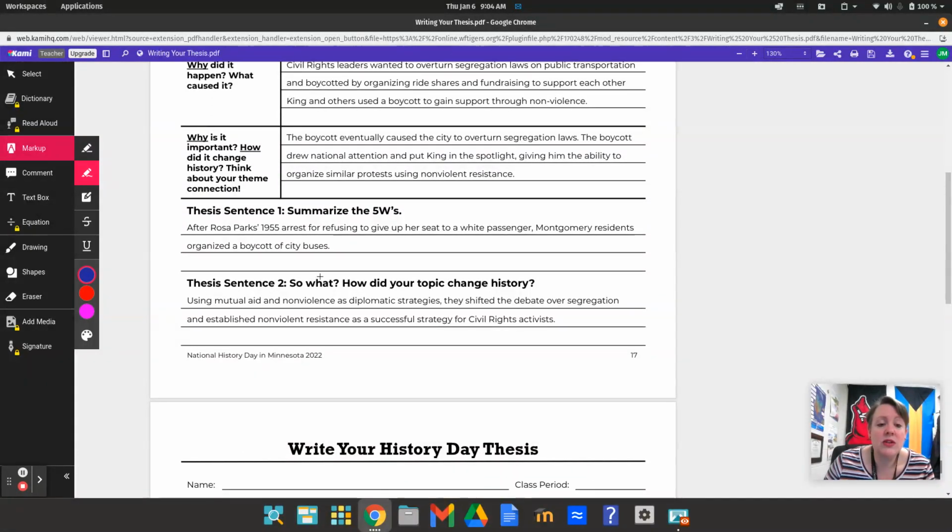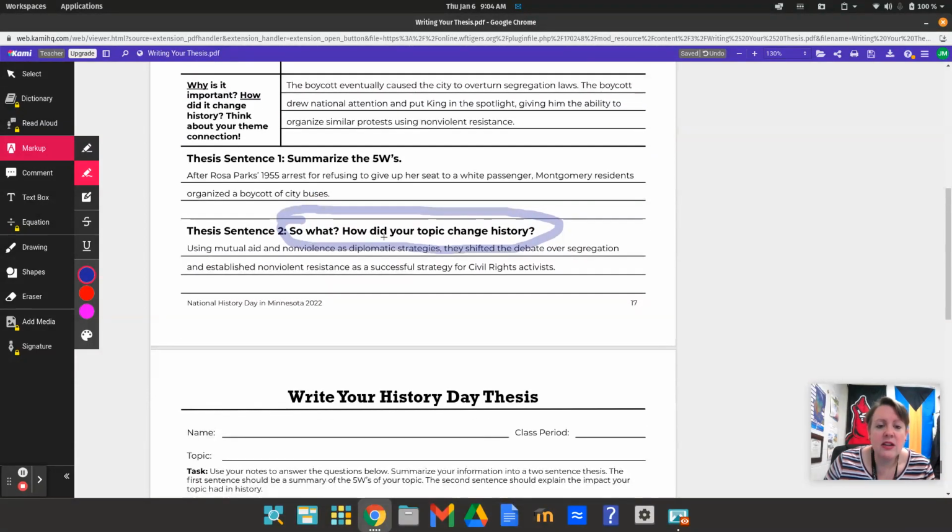Thesis sentence 2. This is the biggest part here. So what? Who cares if Rosa Parks didn't give up her seat? How did your topic change history? Using mutual aid and nonviolence as diplomatic strategies, they shifted the debate over segregation and established nonviolent resistance as a successful strategy for civil rights activists.